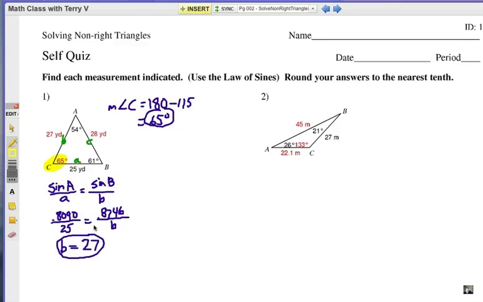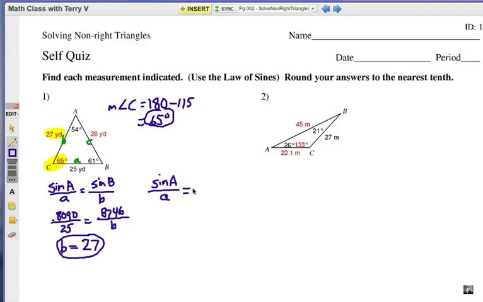Remember to actually try these on your calculator, and be confident of your keystrokes here to make sure you can do it on your own. And it should be 27. That's rounded, and that will give us our B length there. 27 yards. All right, let's go ahead and find C.